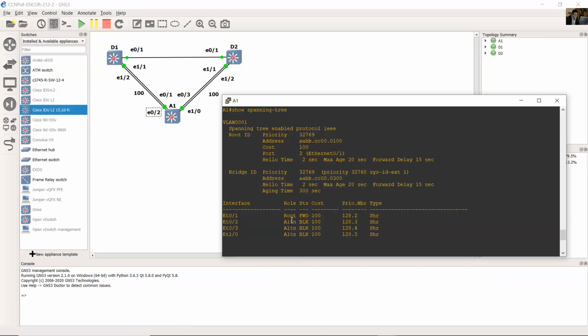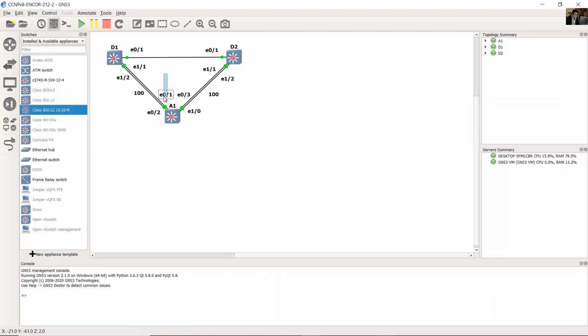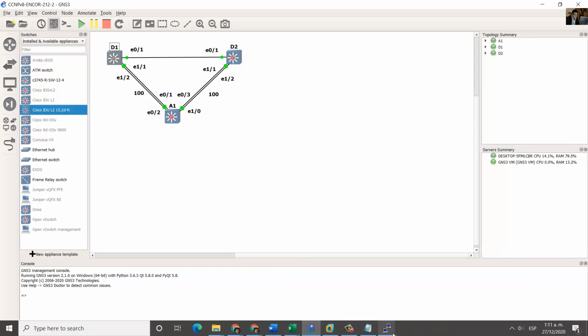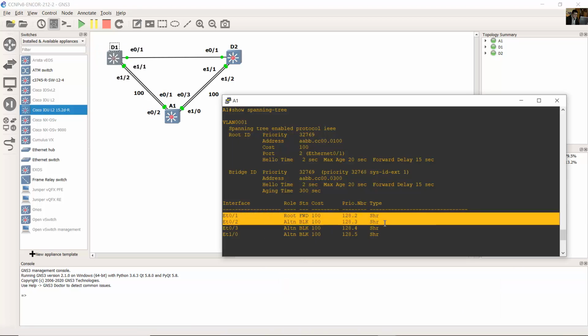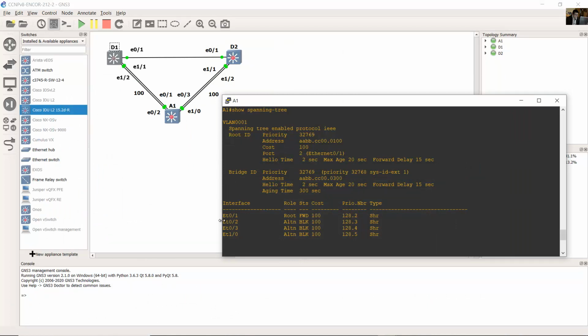For example, on A1, you have Ethernet 01 and Ethernet 02 connected to D1. A1, Ethernet 01 and Ethernet 02. Ethernet 01 is preferred because the priority is 128.2, which is lower than 128.3.